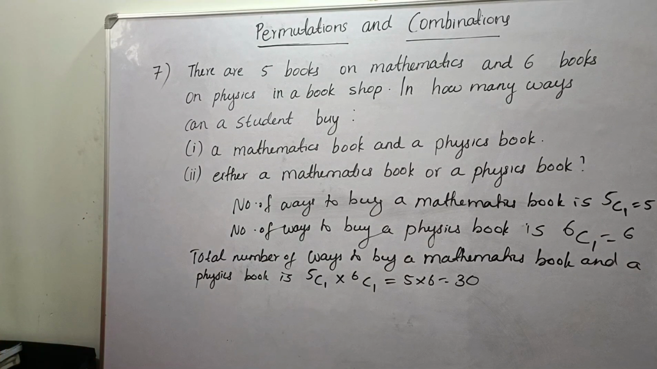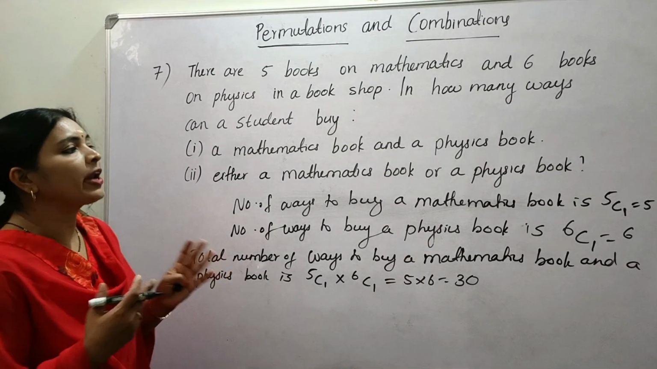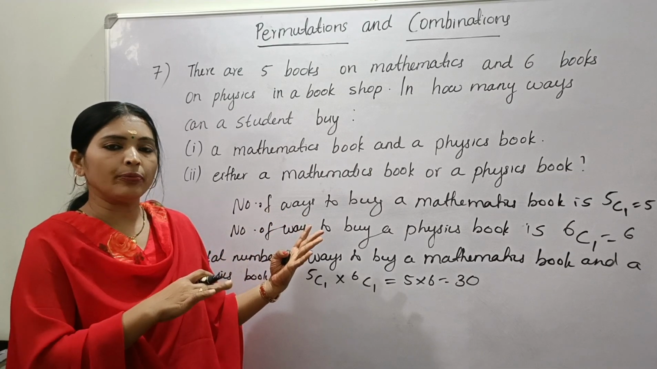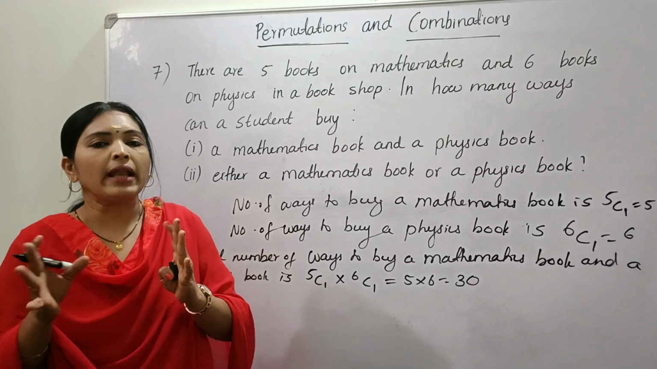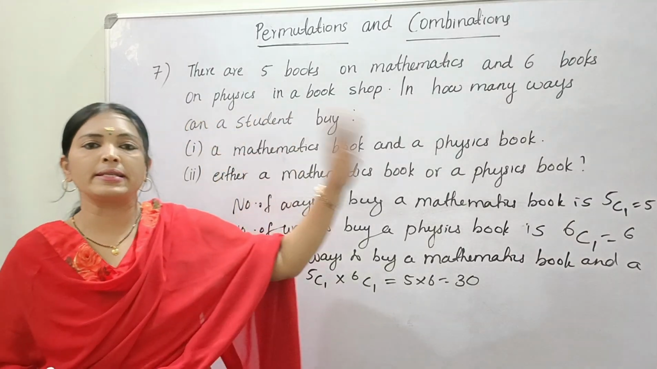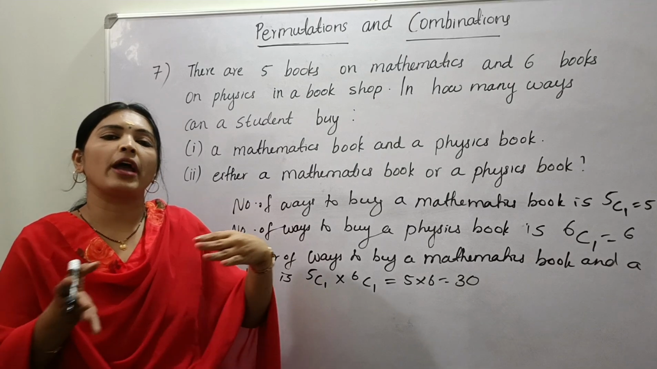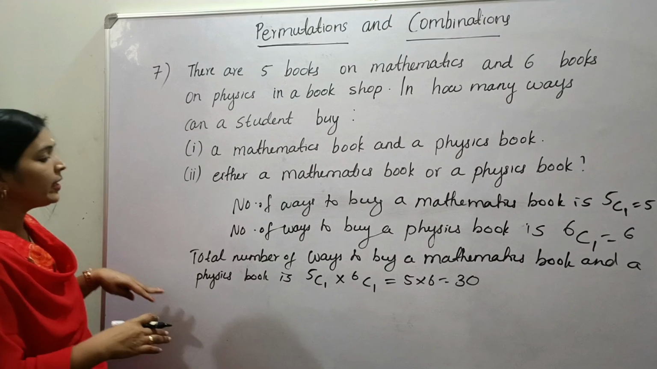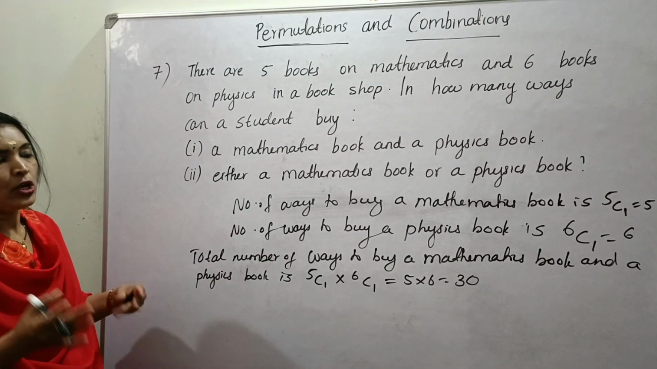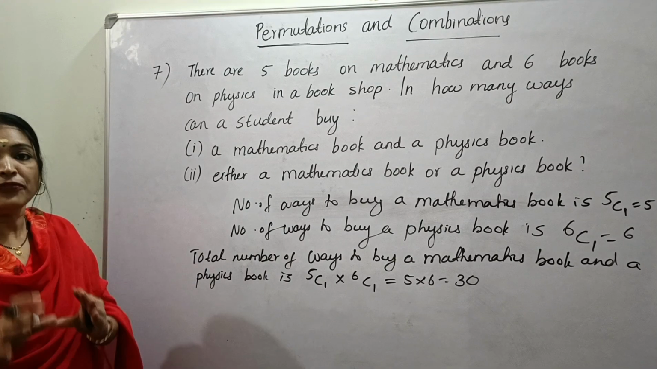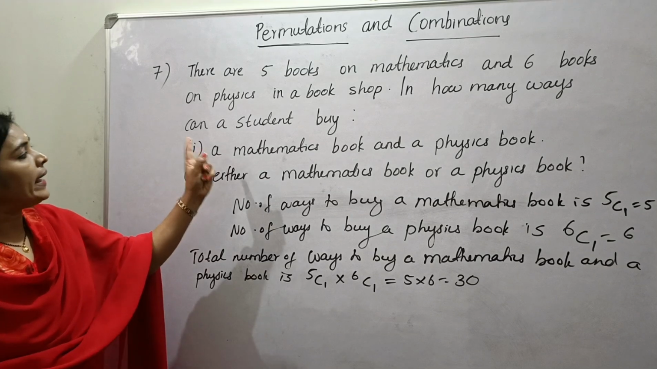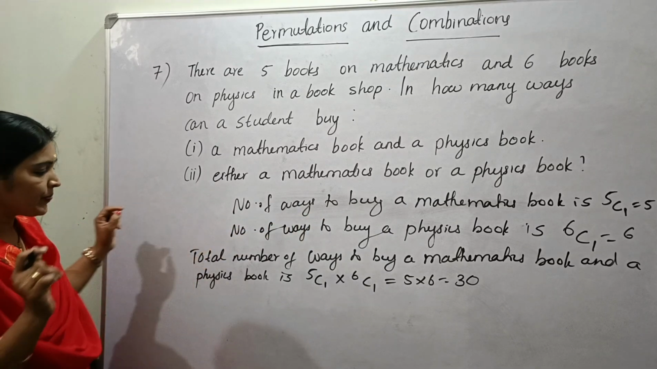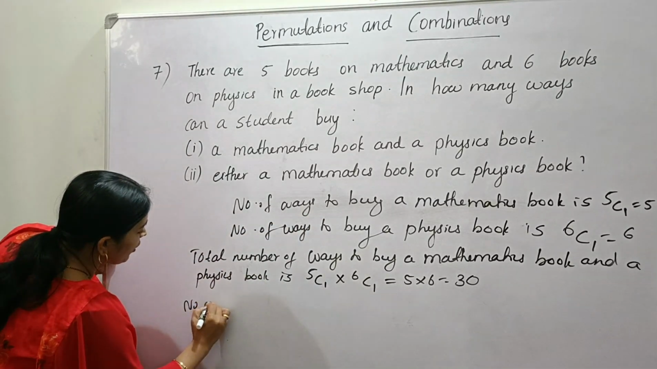Okay, now what about the second one? See, the second one is either a mathematics book or a physics book. That means a student can buy only one book. Okay, either mathematics or physics. So there are total 11 books, right? 5 mathematics books and 6 physics books. So out of 11 books, we have to select one. A student has to select one book, right? So here total number of books is 11. So the number of ways in which a student can buy either a mathematics book or a physics book is nothing but 11C1, right?